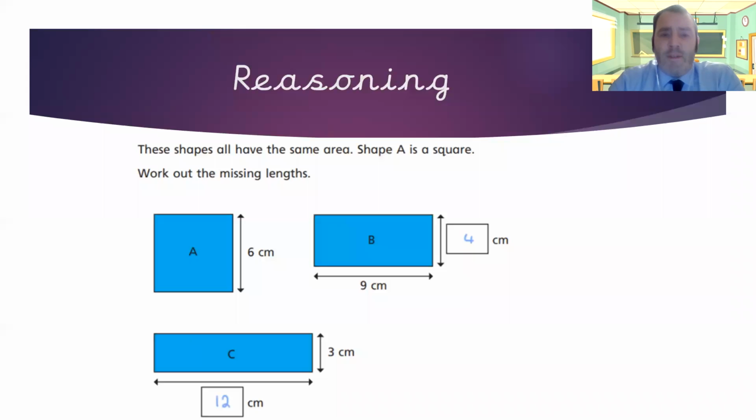So we need to find the factor pair that goes with 9 to make 36. To work out B, that will be 4. So to work out the area for B, 9 times 4 will give us 36 centimeters squared. The missing number for B is 4 centimeters. For C, we were given the length of the height of 3 centimeters. So we need to find the factor pair of 3 to make 36. In this case, it's 12. So the missing length on C was 12.